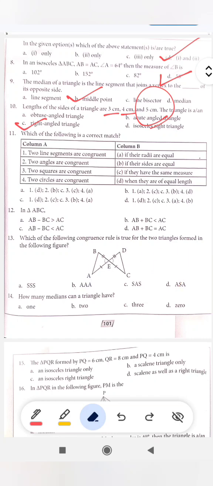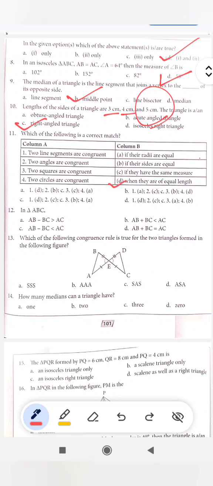Now come to question number 11. Two line segments are congruent when their measurements are equal, or if they have the same measurement. It means when they are of equal length, we will take them as equal length.